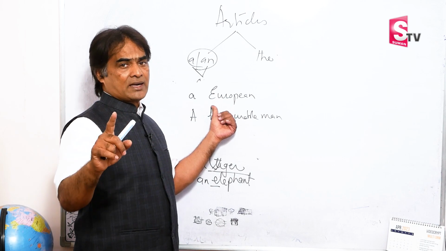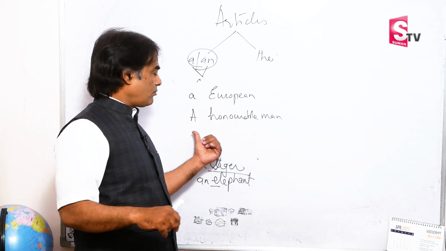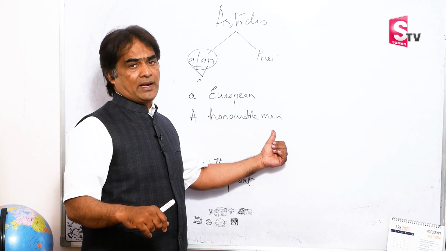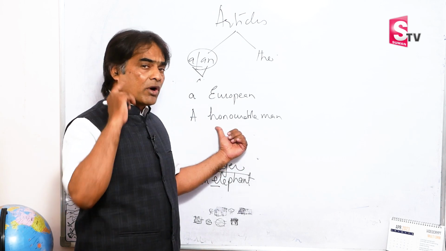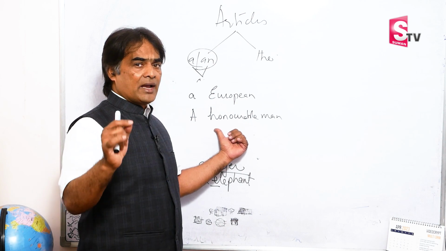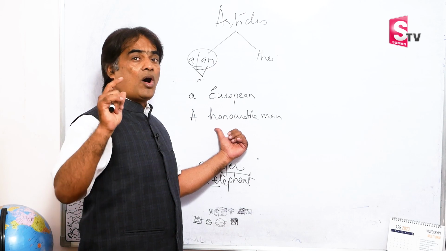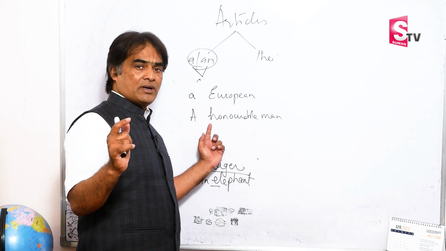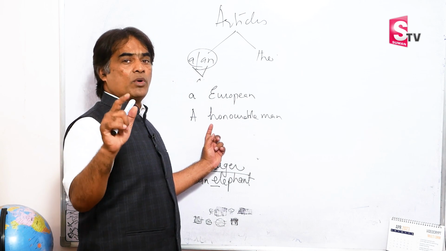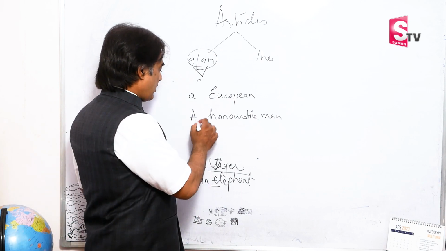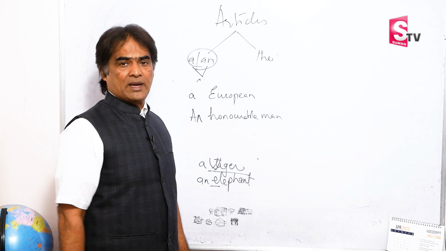Here, let's take the next example. A honorable man. What is the word here? Honorable. What is the sound? Is it of A, I, O, U? Yes, it is the sound of O, honorable. Though there is H here, the sound is of a vowel. So when you have the sound of a vowel, you have to have an here, not A. Hope I am clear.